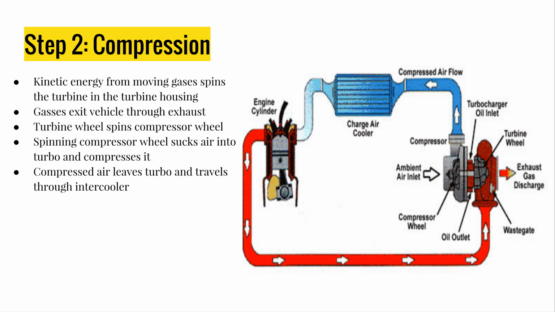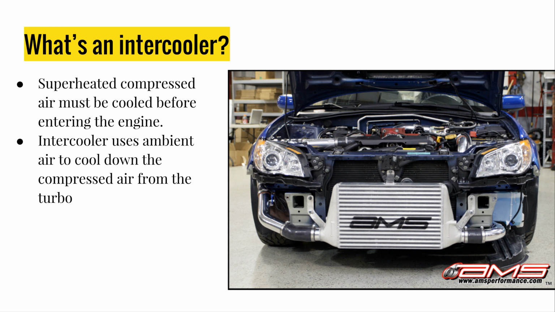So as the compressor wheel spins, which is now the left half of the turbocharger in this graphic, it sucks in fresh ambient air into the turbocharger, which is then compressed and pressurized within the turbo. After the compression and pressurization happens, that compressed air leaves the turbo and then enters into something called the intercooler. Now I know there are a lot of long, difficult words here, but I'll make sure to explain it. So, what is an intercooler?